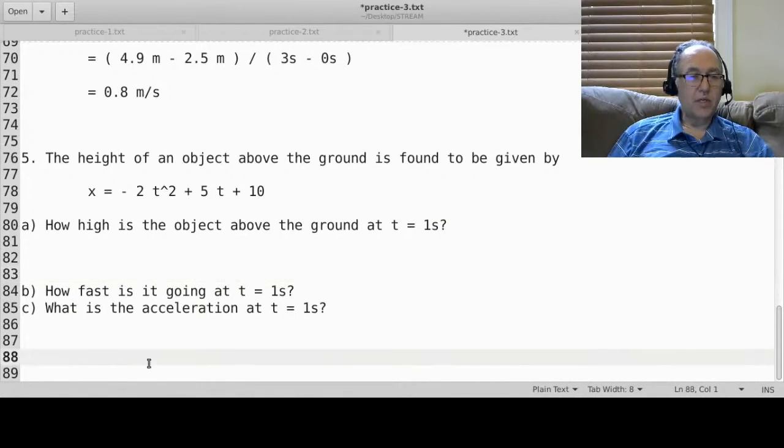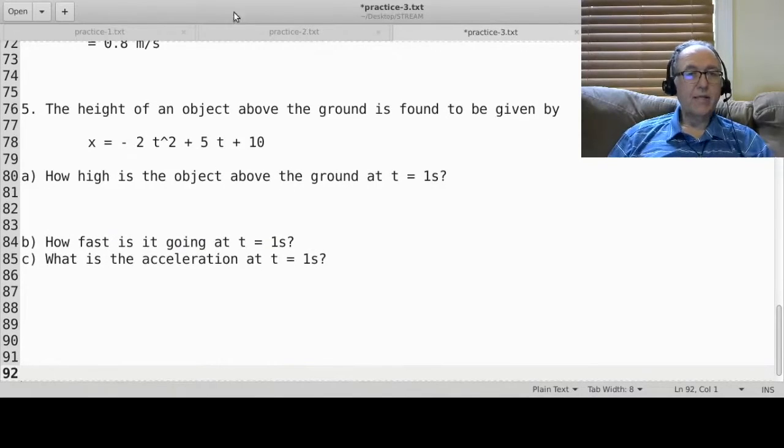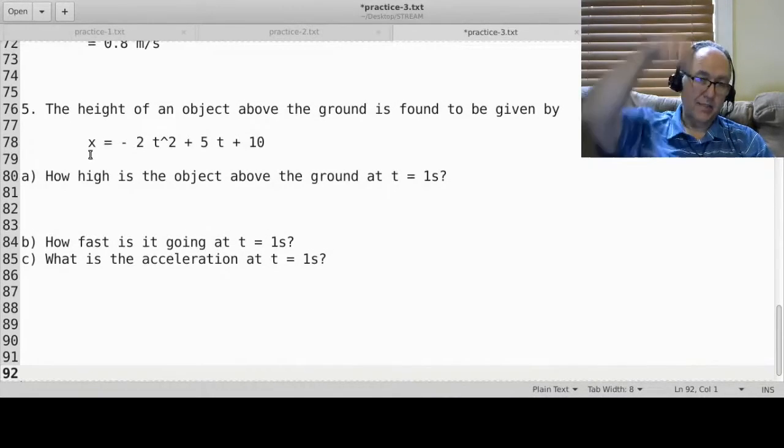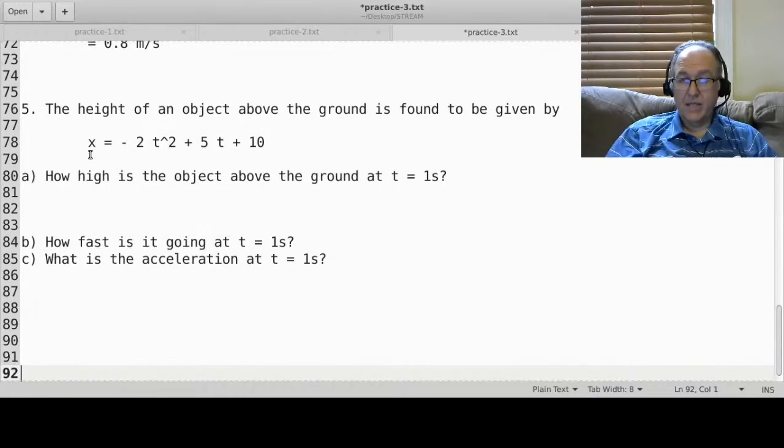How high is the object above the ground at t equals 1 second? Well, that's exactly what x is. X is how high it is above the ground. So x is a position. And in this case, the reference point is ground level. And so ground level is x equals 0.